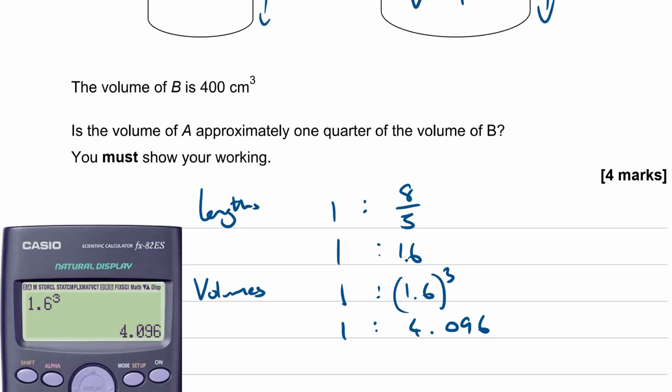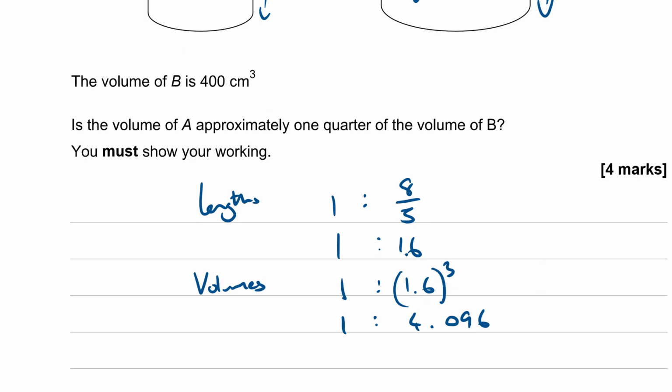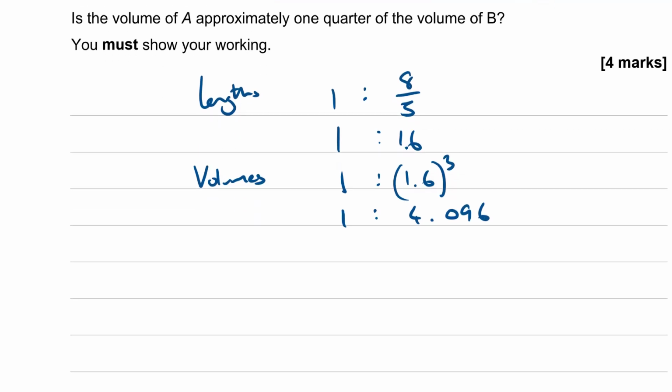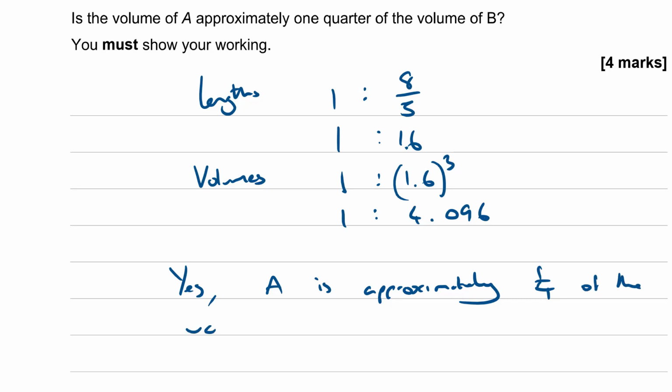1 to 4.096. So roughly, I suppose we're approximating, aren't we? Is the volume of A approximately 1/4 of the volume of B? I would say it is. We've got their ratios of 1 to just over 4. So I would say that yes, A is approximately 1/4 of the volume of B.